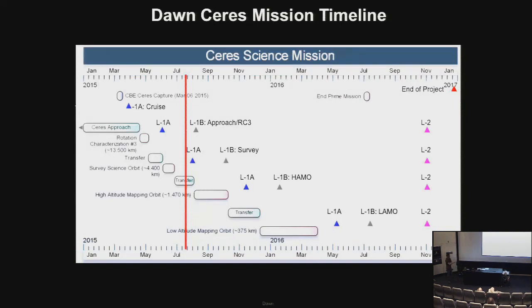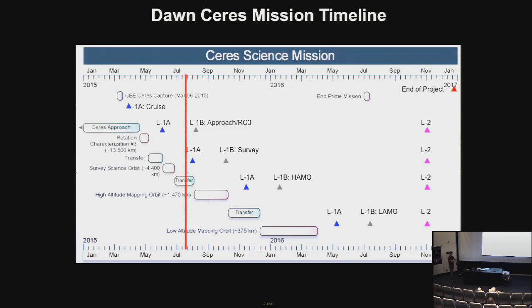this is the mission timeline. So we're around here now in mid-July 2015. And we've done these stages in the mission, which is basically these very high altitudes, like 13,000 kilometers high, 4,000 kilometers high, and those have given us those low resolution pictures. Right now we're doing this transfer stage into a high altitude mapping orbit, so that will be 1,400 kilometers high, and eventually a low altitude mapping orbit of about 375 kilometers high. So we'll be all the way down from 13,000 kilometers to 300 kilometers above the surface.